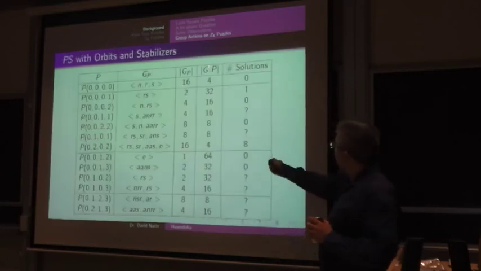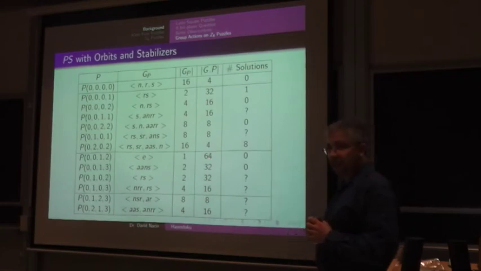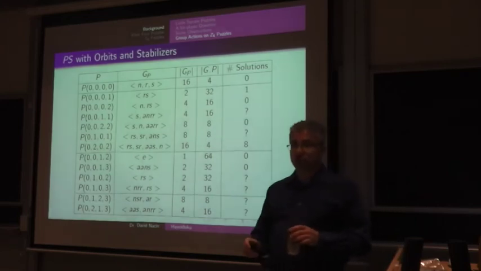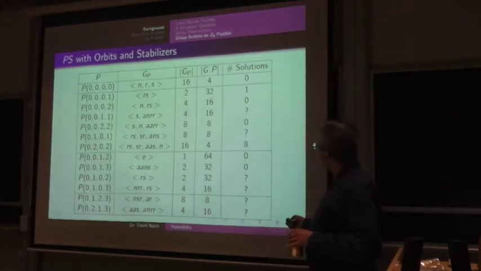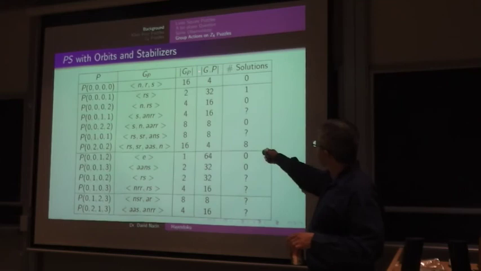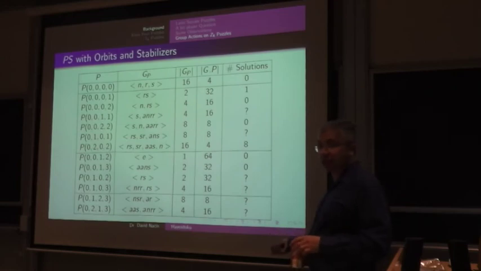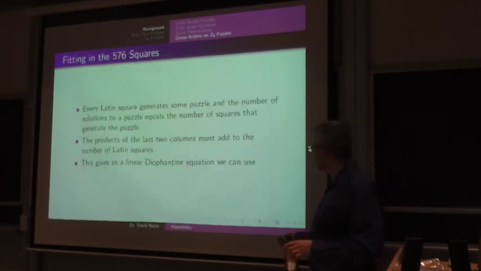Oh, and one more thing. Every puzzle has to fall into one of these categories, so this column has to add to 256. But not only that, every Latin square can be used to generate a puzzle. So the number of solutions is going to be equal to the number of Latin squares that generate that puzzle. So if I take the entries in this column and multiply them times the entries in this column and add them all up, I have to get 576, which is the total number of Latin squares. So this gives us an equation that we can use.